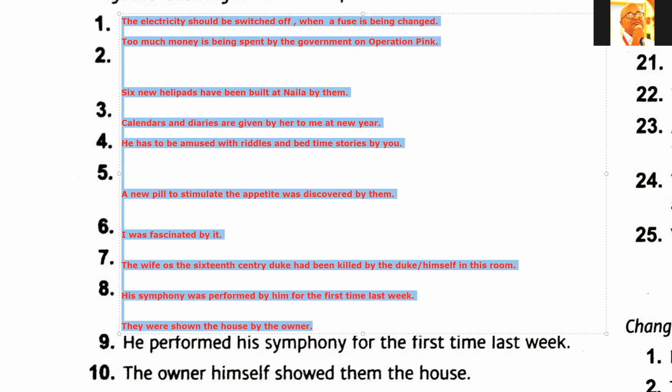Some doubts have come in the chat box. Babya has asked, what is the meaning of stimulate? The word stimulate means encourage. What is the meaning of the word appetite? Appetite means hunger. Pratik, mute yourself. Appetite means hunger.